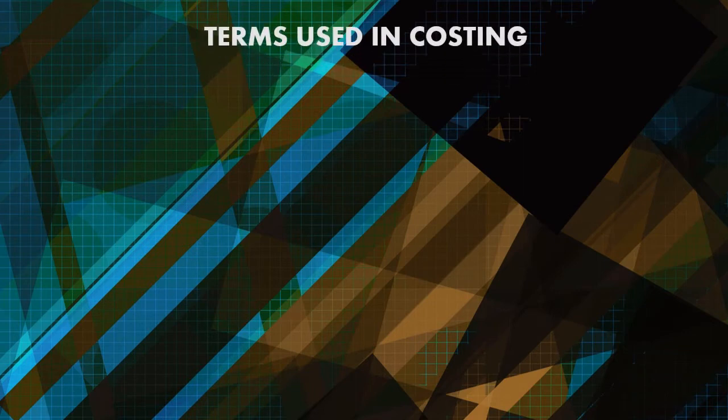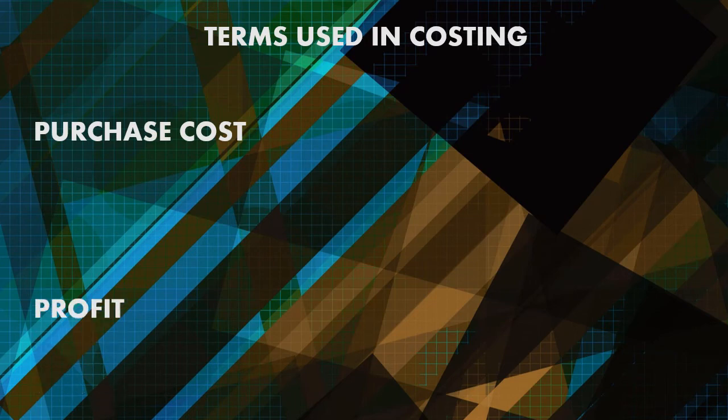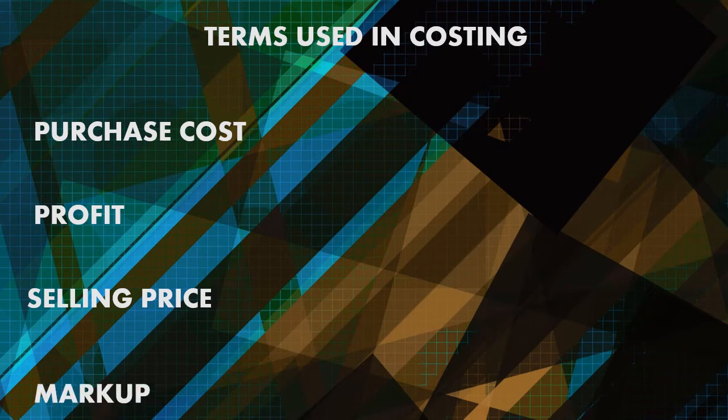Now, there are certain terms used in costing that you need to be familiar with. Some of these terms are the following. First is the purchase cost. Second is the term profit. Third is the selling price. And fourth is the markup. Let's discuss them one by one.